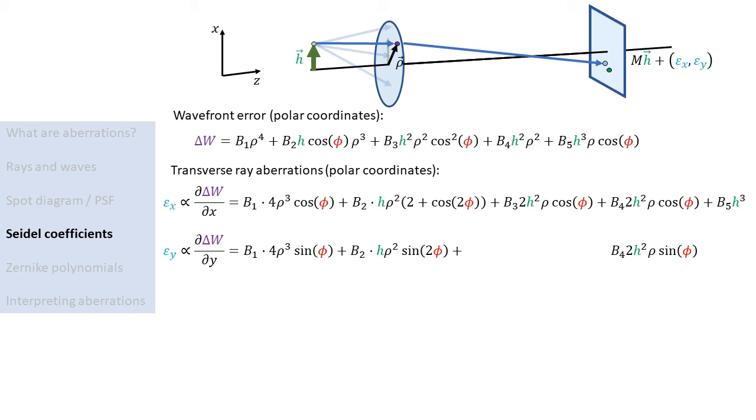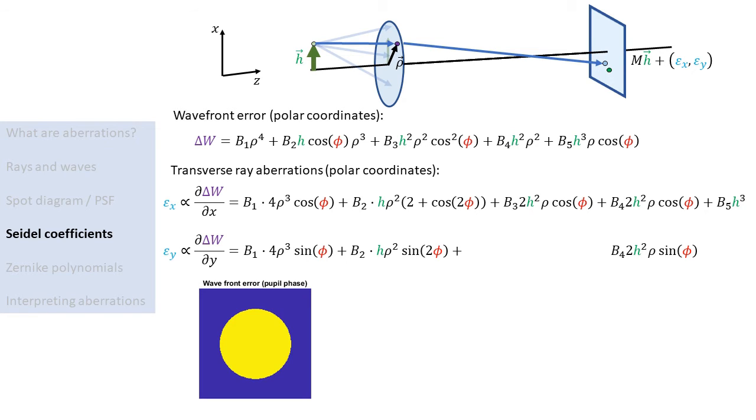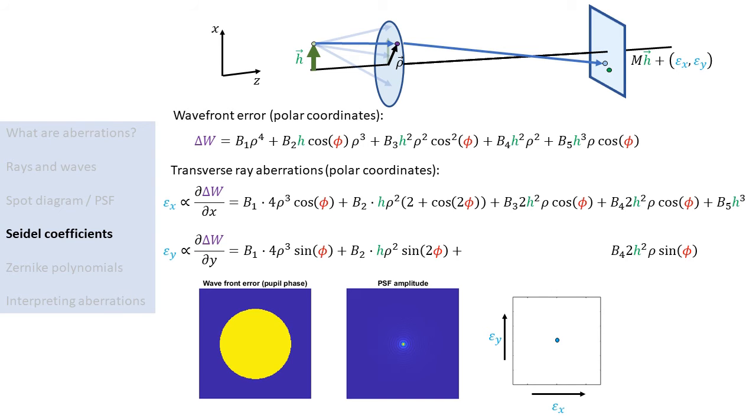Recall that in an ideal aberration-free imaging system, the wavefront error is constant. The transverse ray aberrations are zero, so the ray spot diagram consists of a single point. However, when we take the wave nature of light into account, we find that the image of a point source is not a single point, but due to diffraction by the pupil edges, it is an Airy disk. This Airy disk is found by taking the Fourier transform of the pupil function.